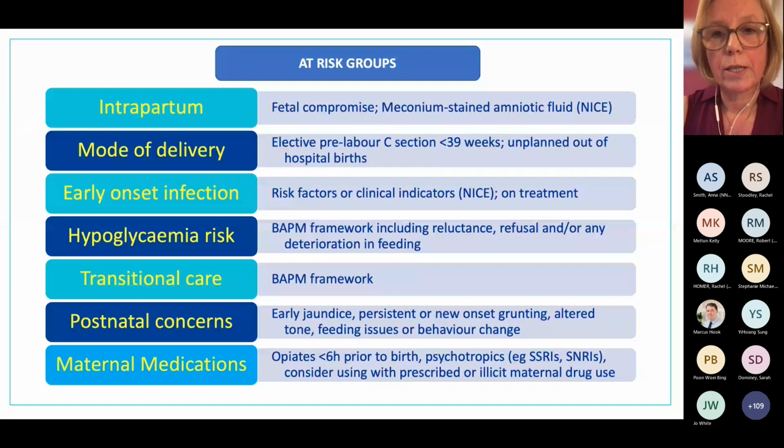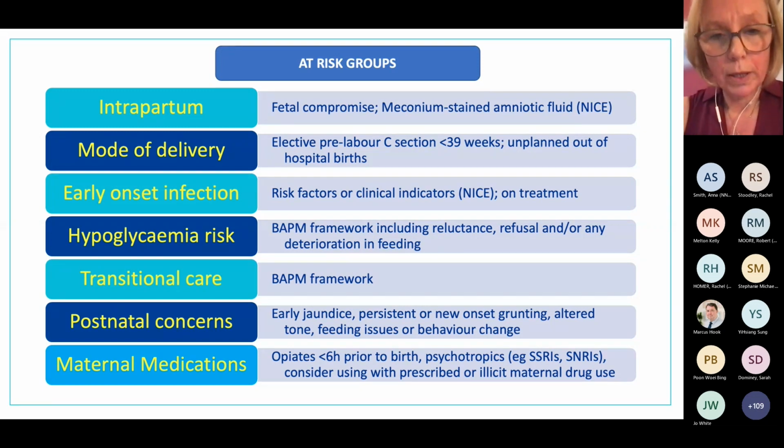Elective pre-labour caesarean section less than 39 weeks gestation has been shown to lead to increased admission to a neonatal unit due to retained lung fluid, and therefore it is advised that these babies are monitored on the NEWTT2 chart, as are unplanned out-of-hospital births. We've aligned with the monitoring recommended by NICE for risk factors or clinical indicators for babies at risk of early onset infection, and we've extended this to include monitoring for babies on treatment. We've also sought to align with the BAPM framework for monitoring for babies with hypoglycemia risk and transitional care.